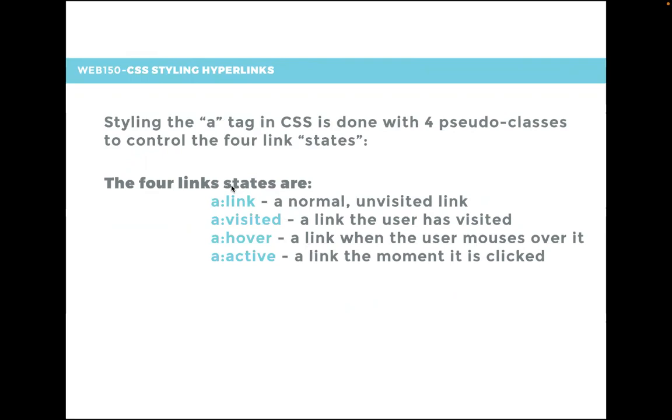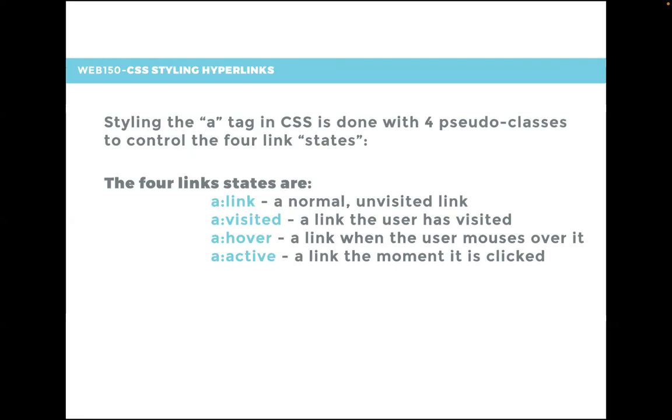Styling the hyperlinks is about as far as I want to take our conversation today. This will be kind of a bridge to talking about things next week. So styling the A tag in CSS is done with four what are called pseudo classes. These control the four link states, and we'll work with these next week. In our style sheet, we can control the way the link looks, the way the visited link looks, the hover state of the link, and the active state.